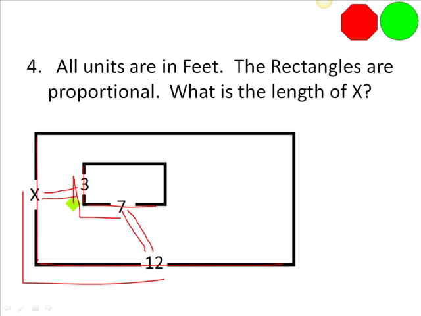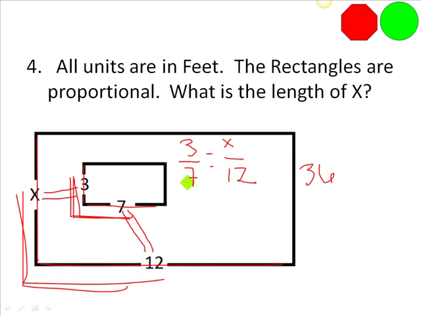So we're going to compare 3 to 7. So I write 3 to 7, and I compared 3 to 7, so I'm going to compare x to 12. And that's going to equal x over 12. Now if I cross multiply 3 times 12, that equals 36. And if they are truly proportional, 7 times x will also equal 36.